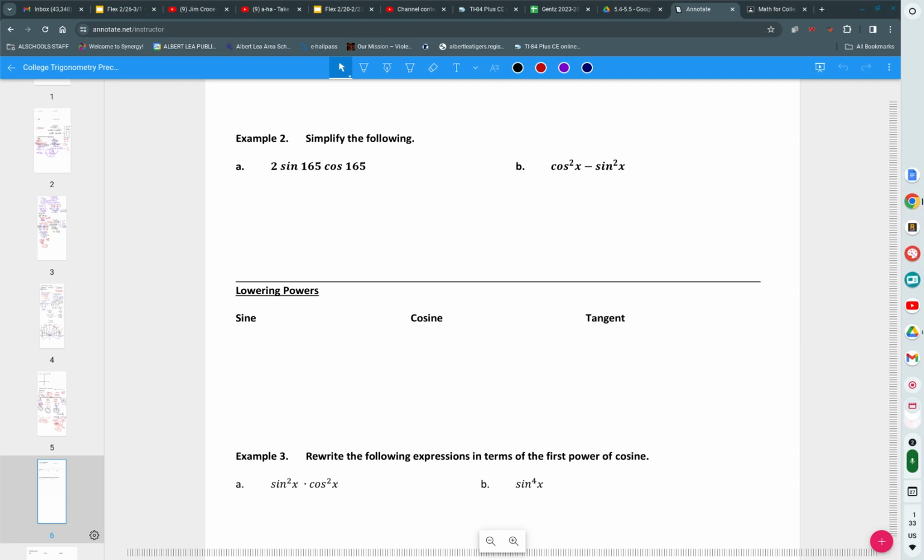This is from yesterday's. We have 2 sine of 165, cosine of 165. This looks very familiar, very similar to a problem that we did yesterday, a formula that we used yesterday. Share with the person next to you, what does that look similar to that we looked at yesterday? Go, talk, 20 seconds.